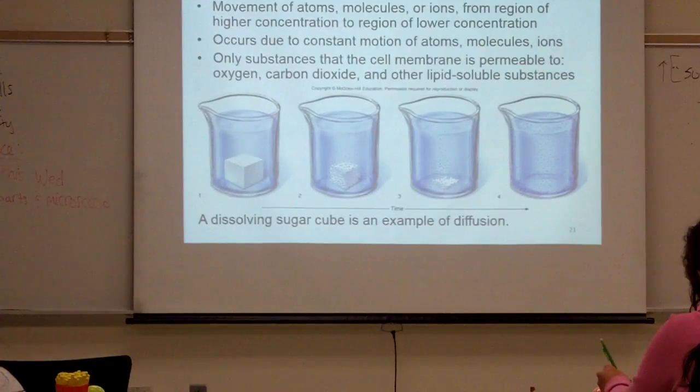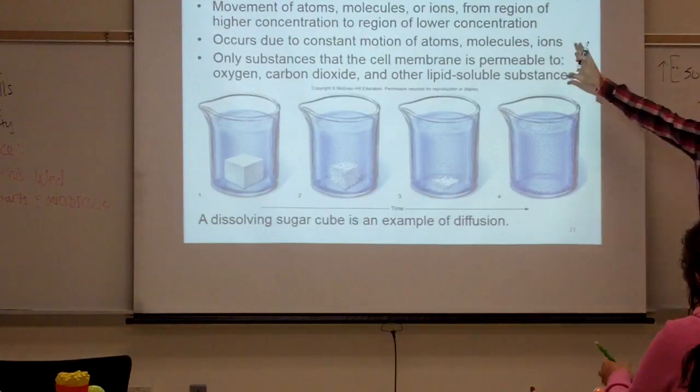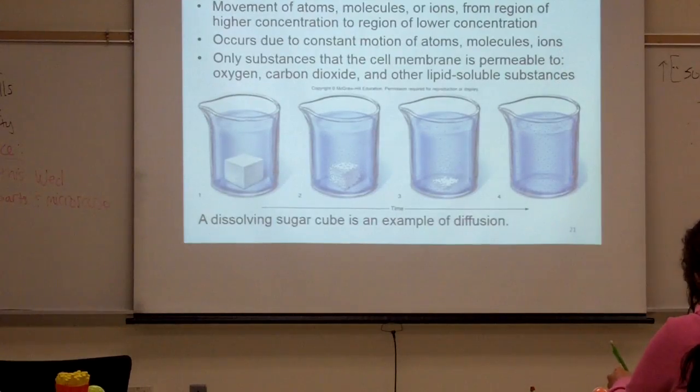So naturally, if the membrane is permeable to this stuff, it will balance itself out, right? Homeostasis, a balance, an equilibrium in the body. This is just the homeostasis of chemicals. It's called diffusion. The only stuff that the cell membrane is freely permeable to, meaning it will move freely without any help, is oxygen, carbon dioxide, and other lipids.